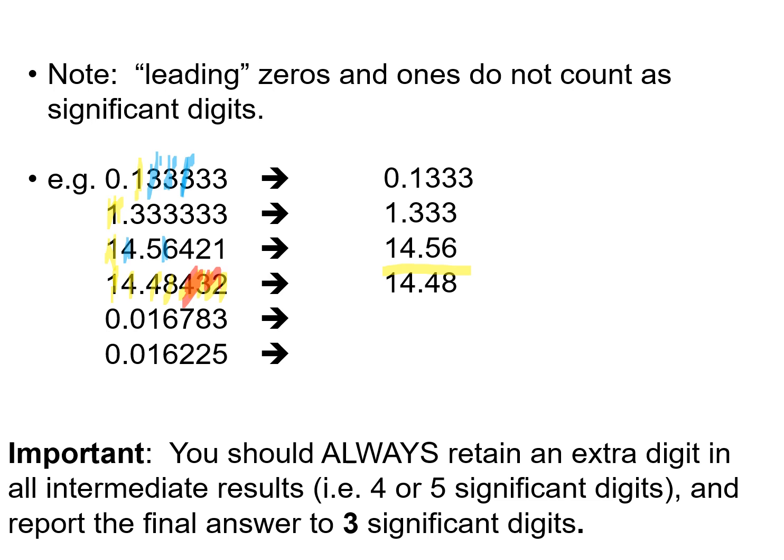Next one, we have 0.016783. Okay, we have 2 leading zeros and a leading 1. So what can we do?